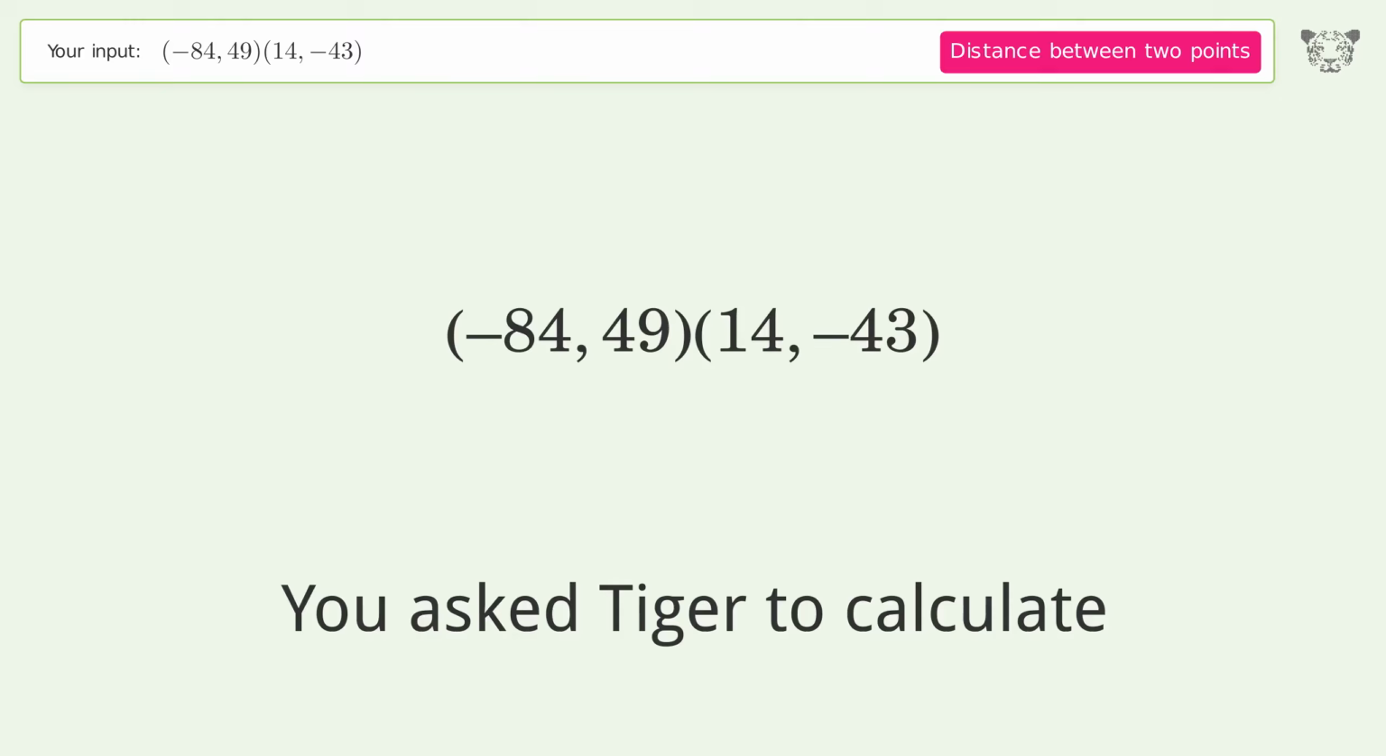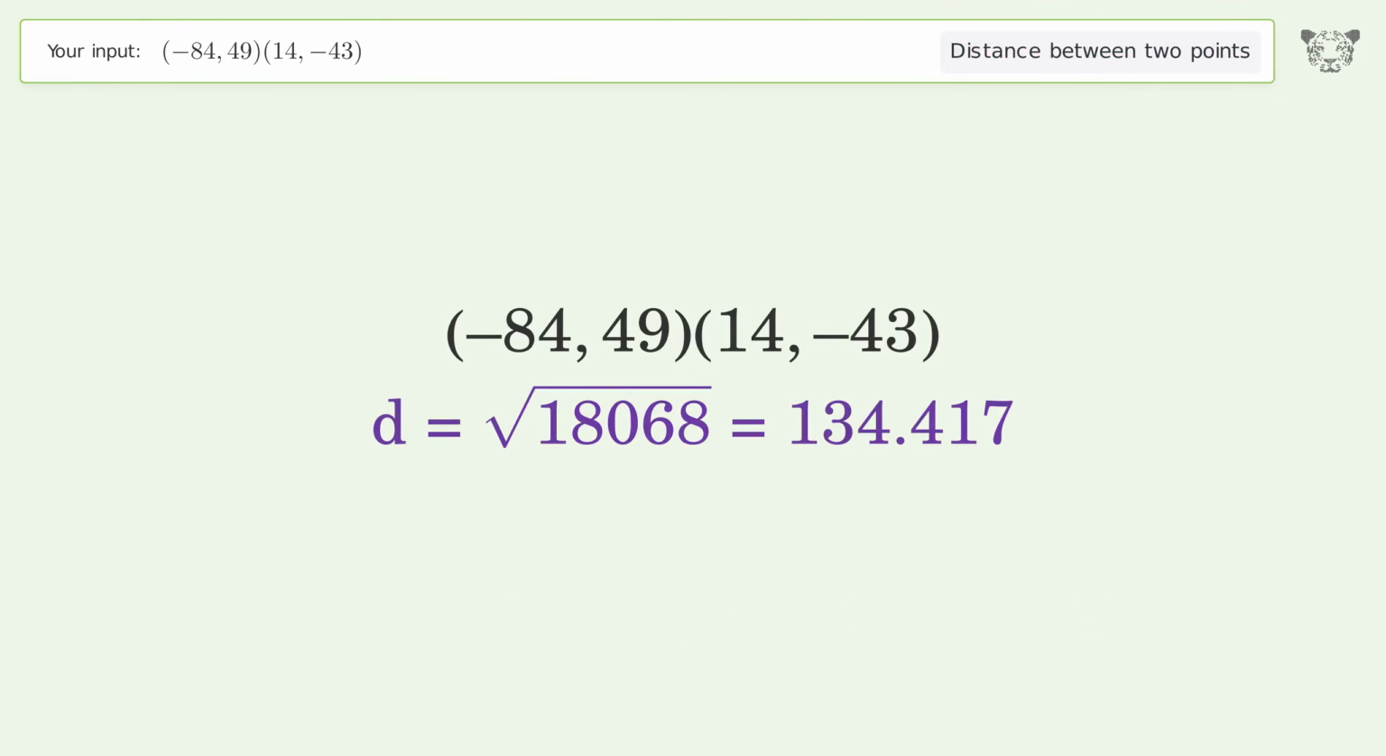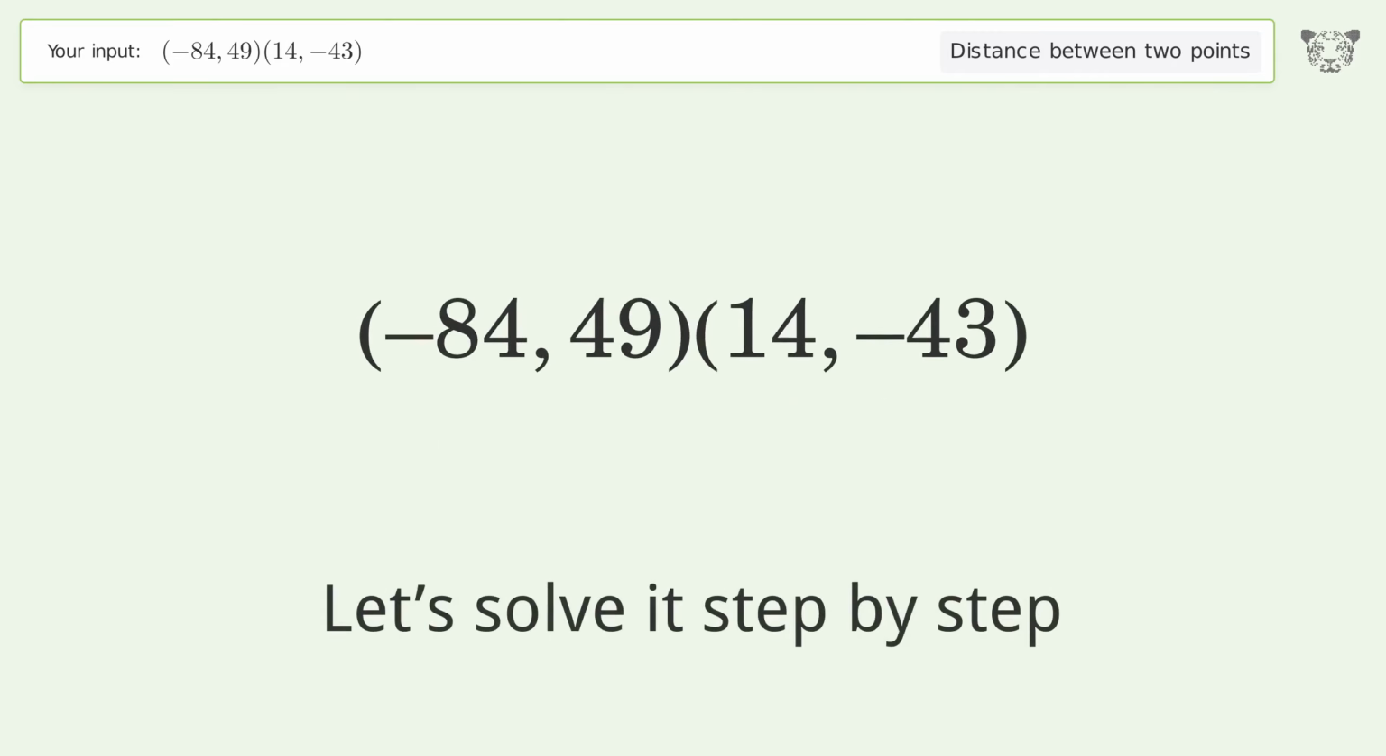You ask Tiger to calculate. This deals with the distance between 2 points. The distance between the 2 points is the square root of 18,068, or 134.417. Let's solve it step by step. Plot the 2 points and calculate the distance using the formula.